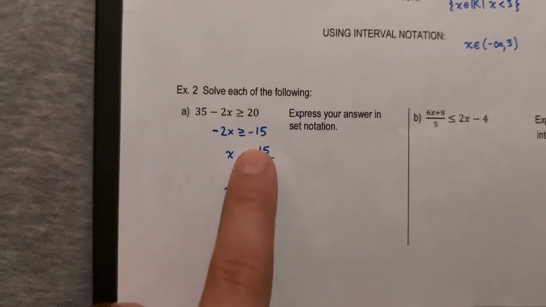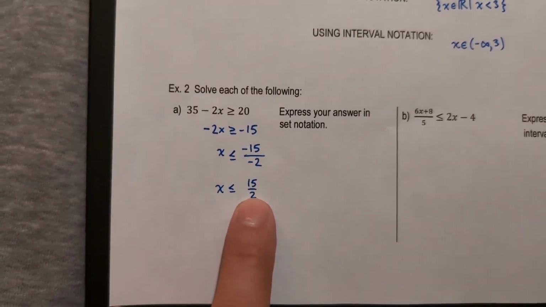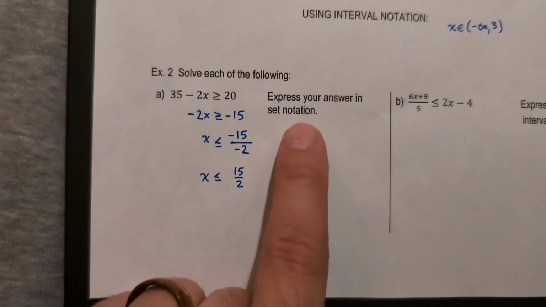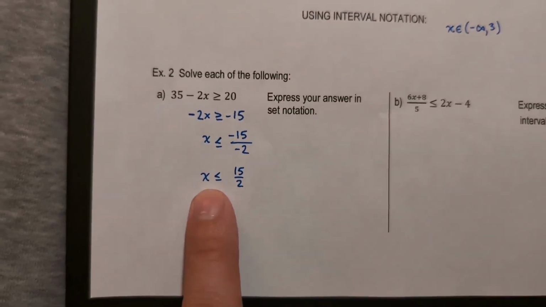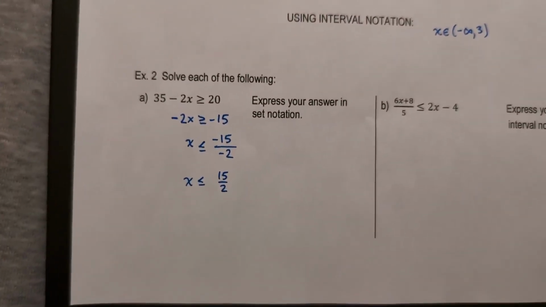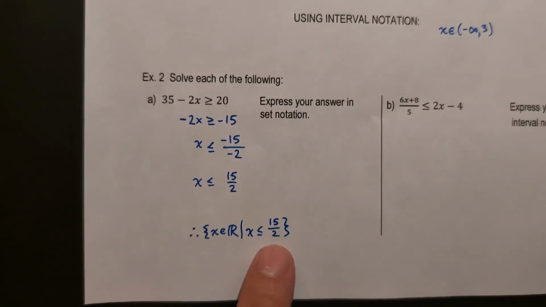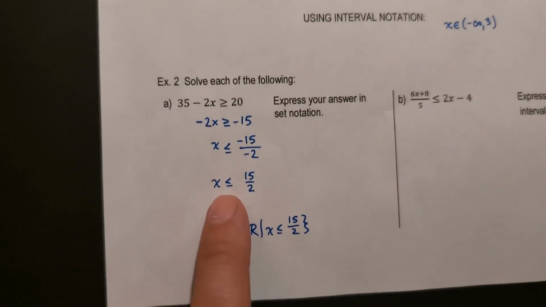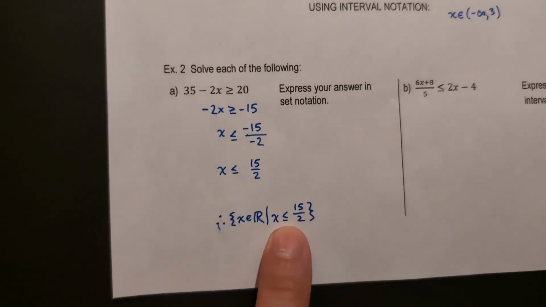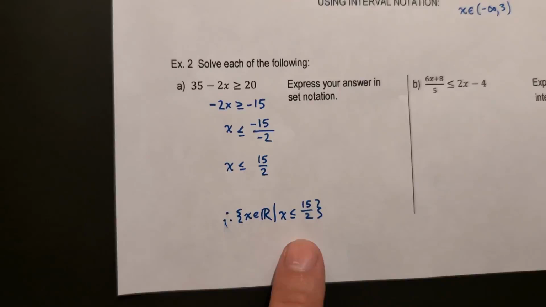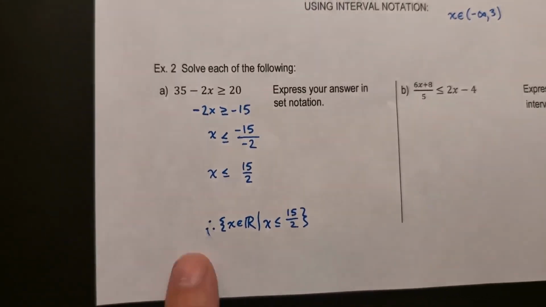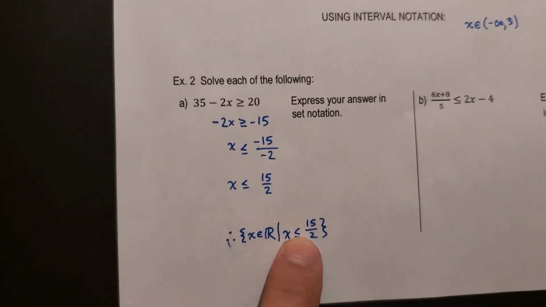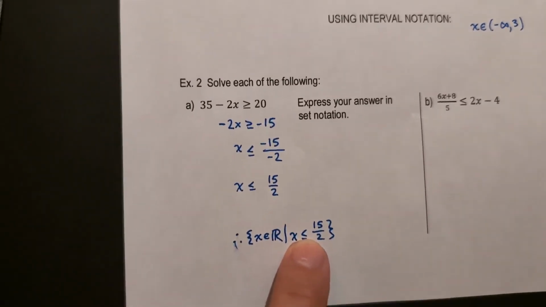And then, because I have a negative over a negative, I can just write that as a positive over a positive. So now we need to write this answer in set notation. x is less than or equal to 15 over 2. And so we write it in that standard domain form. Just take this inequality, throw it into your domain forms. We need that x is an element of all real numbers. You're saying it's continuous as long as x is less than or equal to 15 over 2.